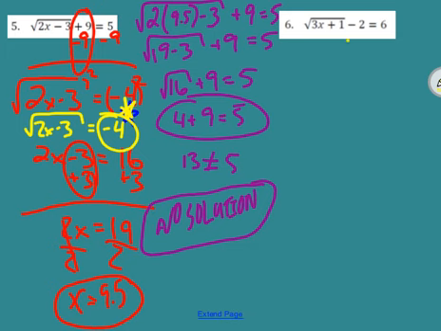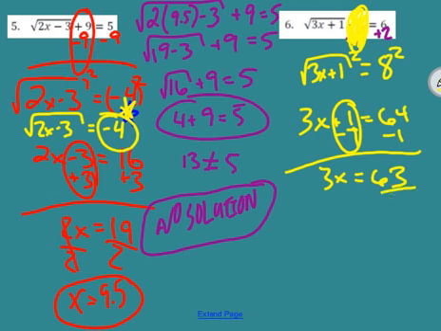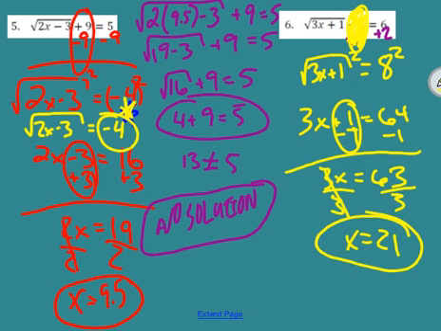Going up here, let's add 2. Add 2. You are going to get square root 3x plus 1. This cancels. I'll just color over it. 8. Okay, I'm alright with that because that's a positive number. So square, 3x plus 1 equals 64. Subtract the 1. 3x equals 63. Divide by 3. X equals 21. So I would argue 21 is a really good answer, alright?